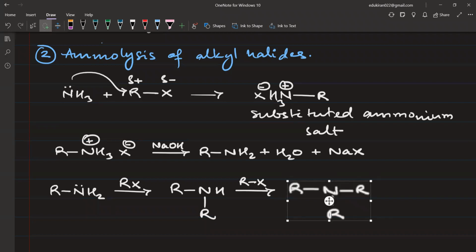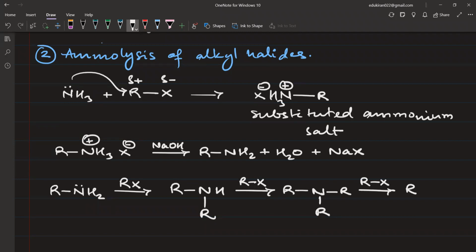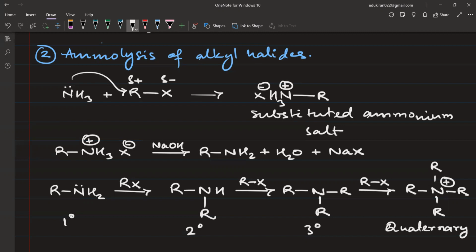Still we have the lone pair on the nitrogen atom, so it is still going to attack the RX, and you get R, nitrogen, R, and R with a positive charge. Now the reaction is going to stop. This is 1 degree amine, this is 2 degree amine, this is 3 degree amine, and this is 4 degree amine, which is known as quaternary ammonium salt.